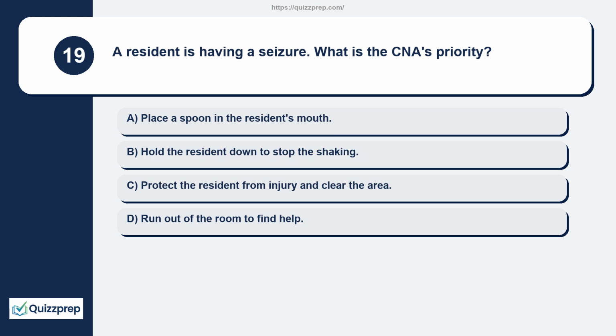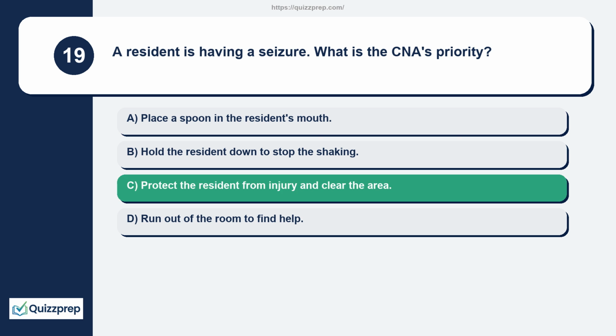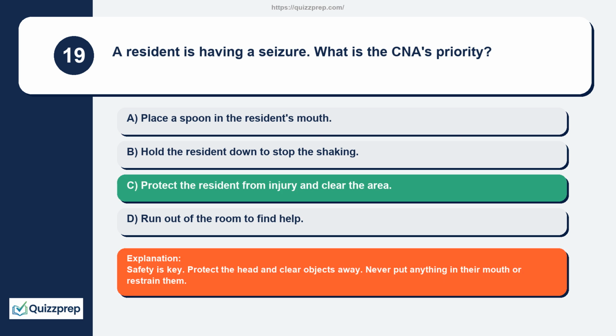Question 19. A resident is having a seizure. What is the CNA's priority? Place a spoon in the resident's mouth. Hold the resident down to stop the shaking. Protect the resident from injury and clear the area. Run out of the room to find help. Safety is key. Protect the head and clear objects away. Never put anything in their mouth or restrain them.